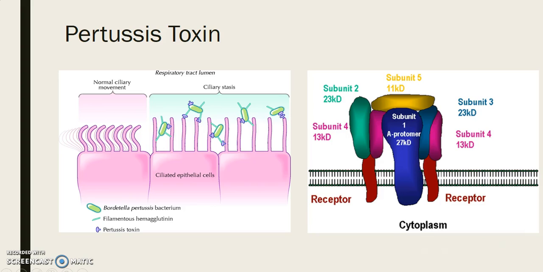Here is a diagram of the pertussis toxin. It's important to note that there are 5 different subunits of this, and through the subunits, one is classified as the active subunit. The others are just there for attachment and structure.